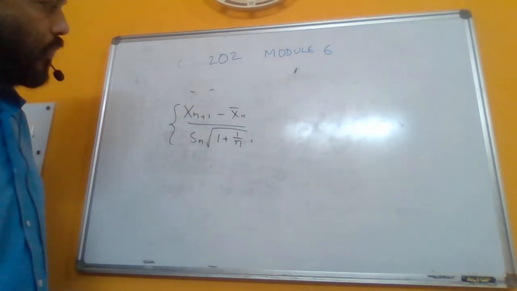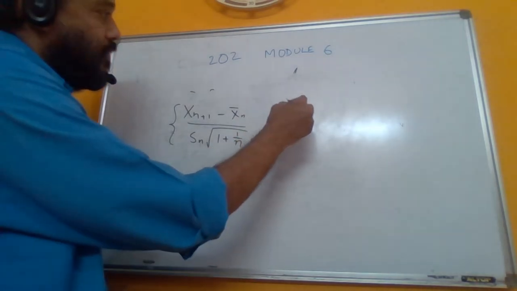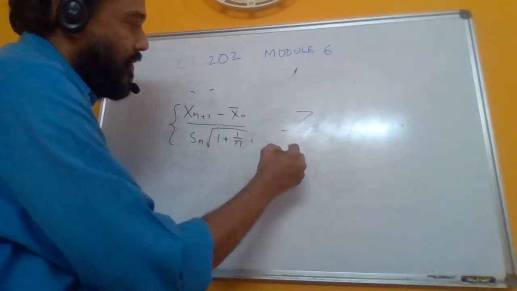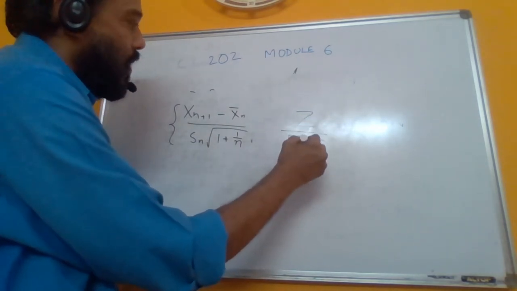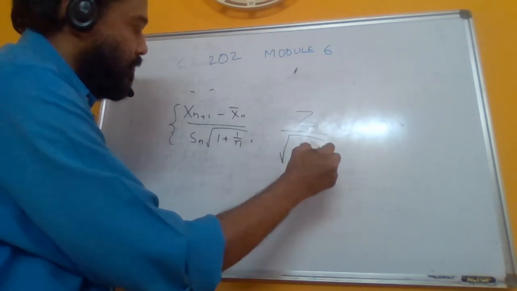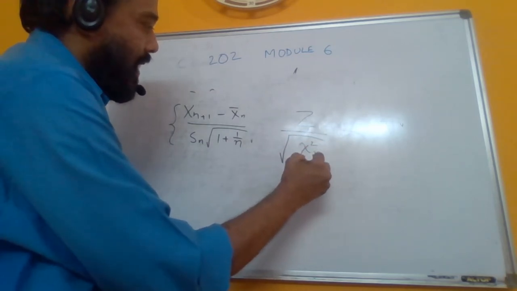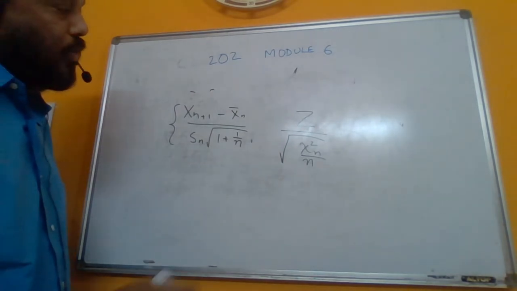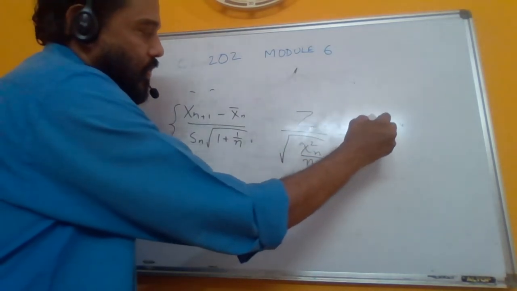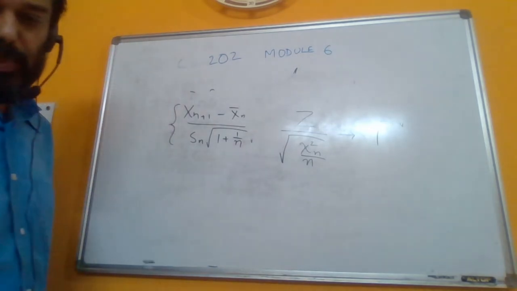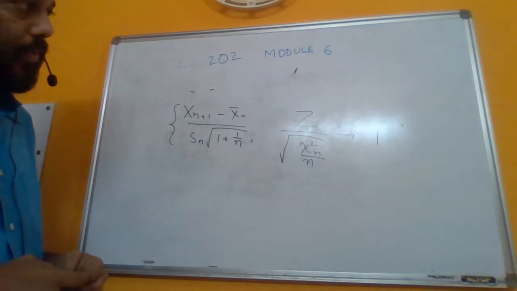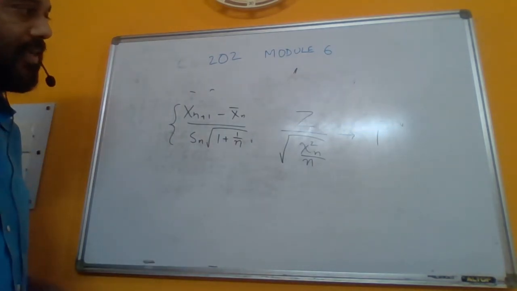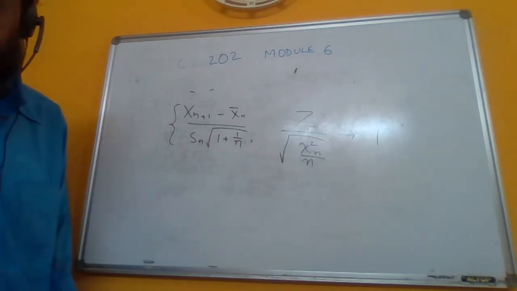In this case, you should be able to realize that this is basically a Z distribution divided by the square root of a chi-square distribution with n degrees of freedom. And you should be able to show that this is equal to the t variable. With what I have covered in class, I will leave this for you to show.